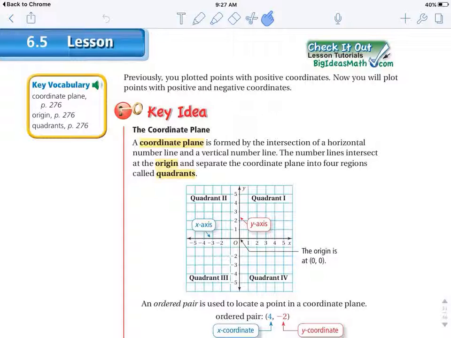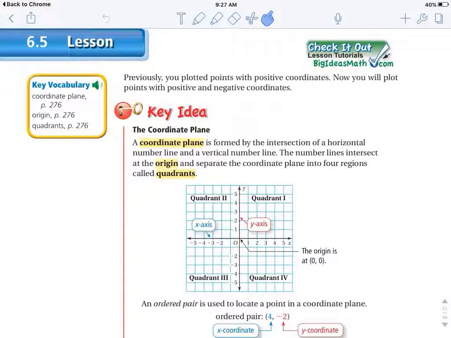First of all, we have the coordinate plane in general, which is the intersection of two axes. We have the horizontal axis, the x-axis, and the vertical axis, the y-axis. We have the point of origin where the two meet, here in the middle at 0, 0. We have the four quadrants in your homework.